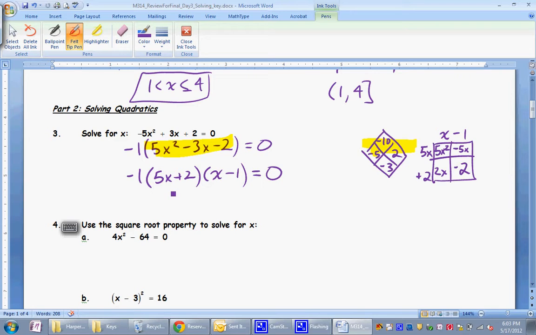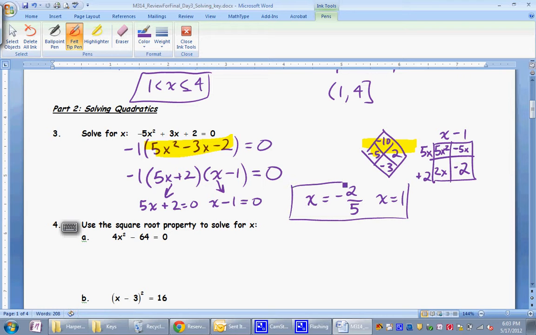When we have our factors equal to 0, the zero product property says that if something multiplies to make 0, each of the parts must equal 0. So we have 5x plus 2 is equal to 0, we have x minus 1 is equal to 0. That's going to end up giving us that x is equal to -2/5 when we solve the first equation, and x is equal to +1 when we solve the second equation.